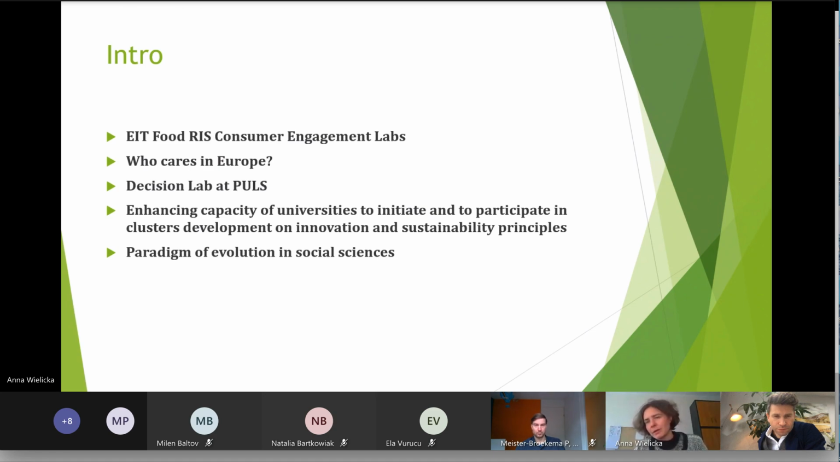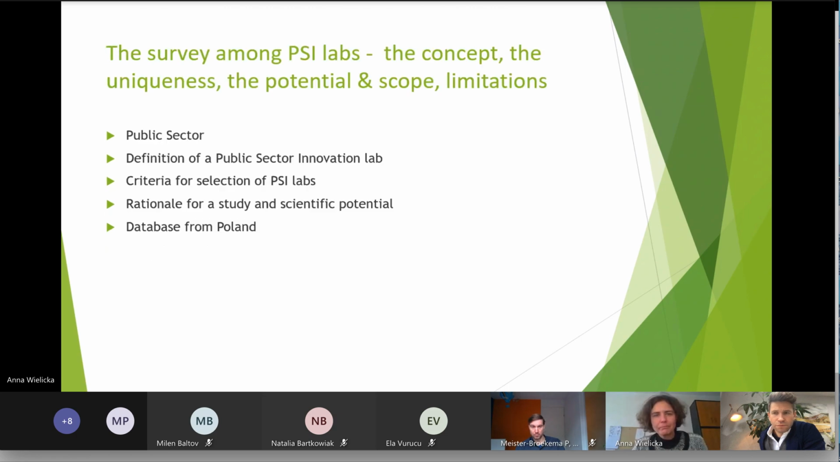And I'm also a part of an Erasmus project. We deal with clusters, and generally the idea of the project is to transfer knowledge to Eastern European countries. And the last project is about the paradigm of evolution in social sciences. This is perhaps more theoretical. We try to check if evolution could be a paradigm that links different social sciences.